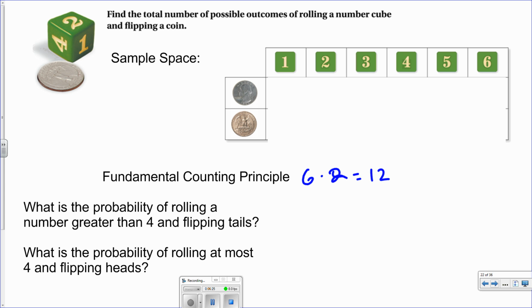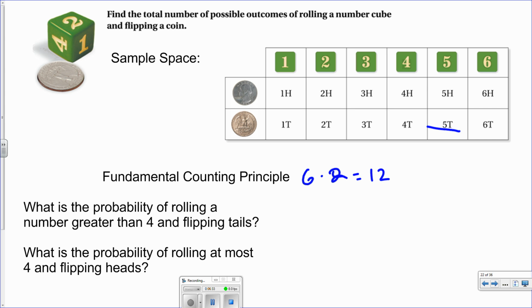And then it says, what is the probability of rolling a number greater than 4 and flipping tails? Well, we could look at this to help us out here. A number greater than 4 would be 5 and 6. But then the flipping tails, how many of these? There's only 2 that have that out of the 12. So you say 2 out of 12, or 1/6.